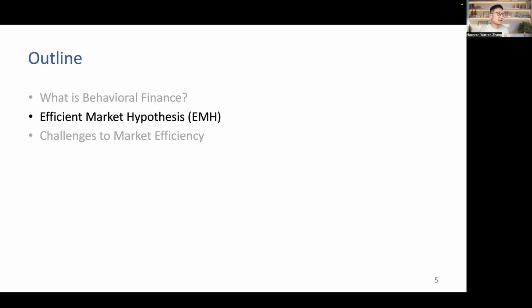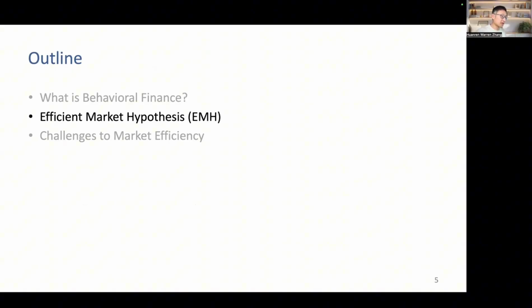So that's what behavior finance is and why we need to study it. Now let's get to the core of finance, one important hypothesis that is directly derived from the basic assumption in the theory of finance, rational choice theory. That is the efficient market hypothesis.